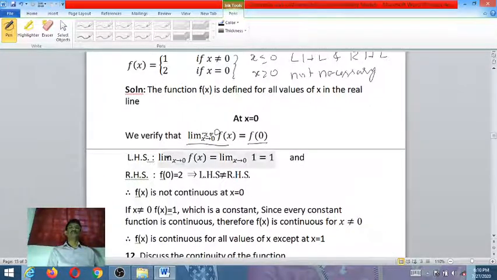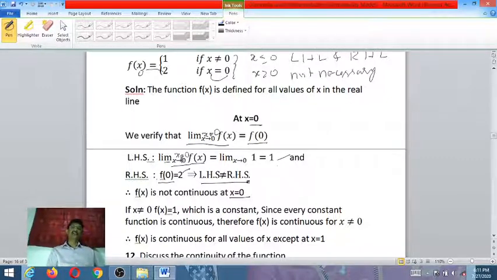Now if you take the left hand side, limit of f of x as x tends to 0, that means x not equal to 0. Whenever x is not equal to 0, f of x is 1. So limit of 1 is equal to 1. And what is the right hand side? It is given f of 0. When the value of x is 0, f of x takes the value 2. Therefore f of 0 is 2. Whether they are equal: left hand side is 1, right hand side is 2. Therefore left hand side is not equal to right hand side. f of x is not continuous at x equals 0.